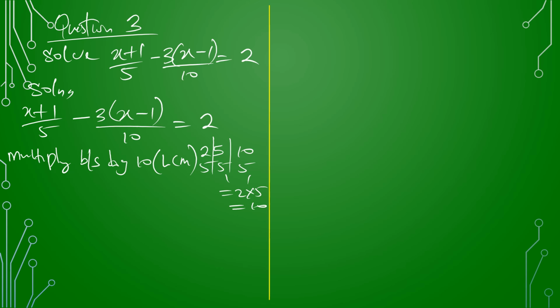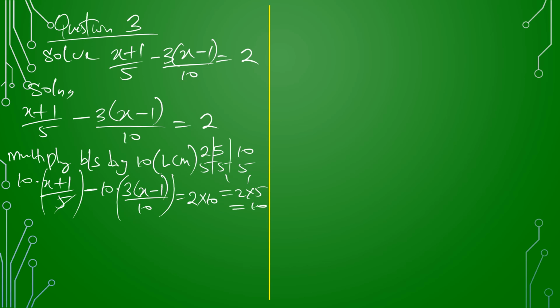Don't forget, now we have 10 into x plus 1 over 5. Don't forget, minus 10 into 3 into x minus 1 over 10, now as equal to 2 times 10. Now from here, this 5 here will cancel. This 10, you have 2 into x plus 1.